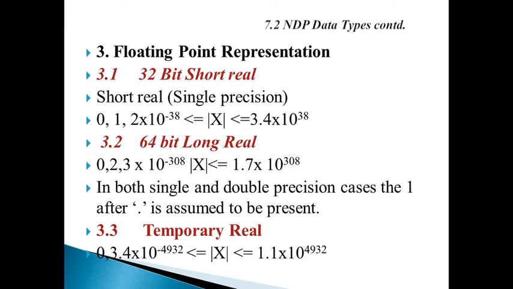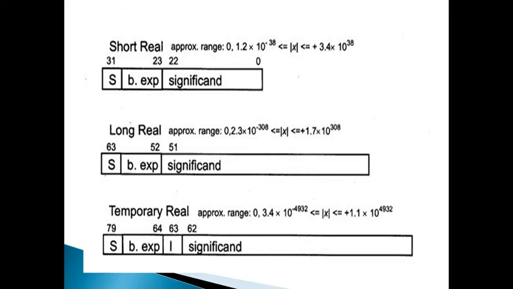Second representation is 64-bit long real, where numbers from 2.3 into 10 raised to minus 308 to 1.7 into 10 raised to 308 can be represented, and the very longest format is temporary real, that is 3.4 into 10 raised to minus 4932 to 1.12 multiplied by 10 raised to 4932. Up to this number, the maximum numbers can be used. So 64-bit long real and temporary reals come under double precision cases. So this is how these are represented.